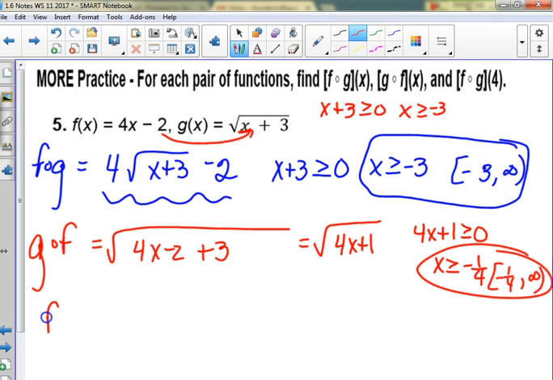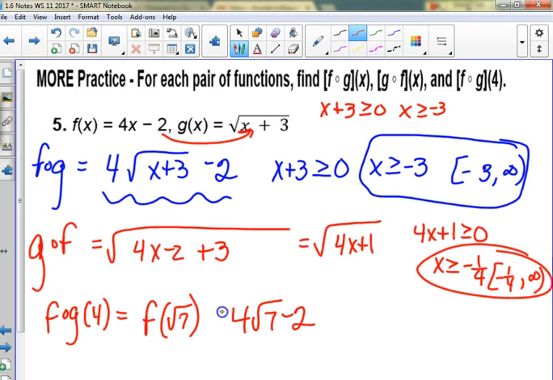All right, and then the last thing was f of g of 4. So if I put the 4 into g first, I'd have square root of 7, is that right? And then if I put that into f, I'd have 4 square roots of 7 minus 2, which if I had put the 4 into the first one up here, I would have got the same thing, 4 square roots of 7 minus 2. All right.